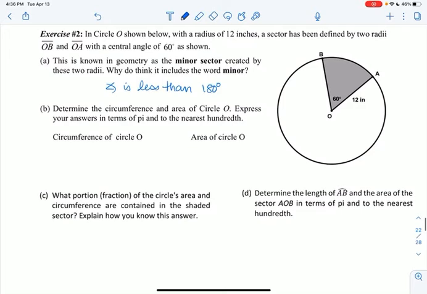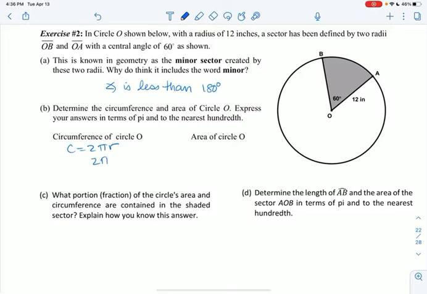Let's find the circumference and area of the entire circle. So circumference is 2 pi r. My radius is 12, so 2 times pi times 12 is 24 pi. That's my answer in terms of pi. If I want it to the nearest hundredth, that's 2 decimal places, so I put it into my calculator, 24 times pi, and that gives me 75.398. To the nearest hundredth, that's 75.40. So that's my circumference.